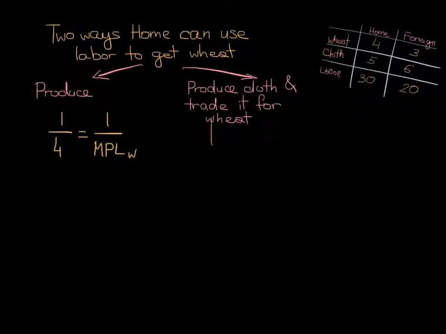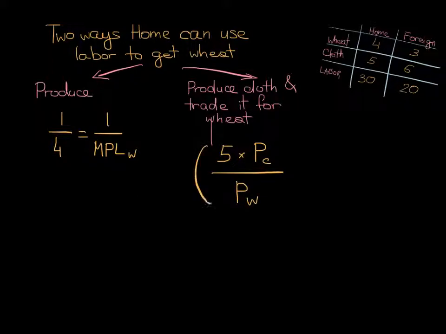What about if home decides to produce cloth and trade for wheat? Well, in that case, domestic labor will be used to produce cloth, and 1 unit of labor will be able to produce 5 units of cloth. That cloth can be sold in the world market at the price of cloth, whatever that price might be. It's not given here, so we're going to write it in general terms, just price of cloth. Now, all that money then can be used to buy wheat.